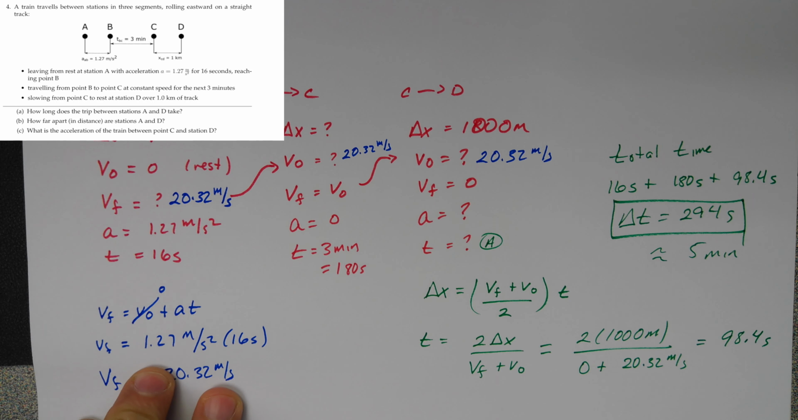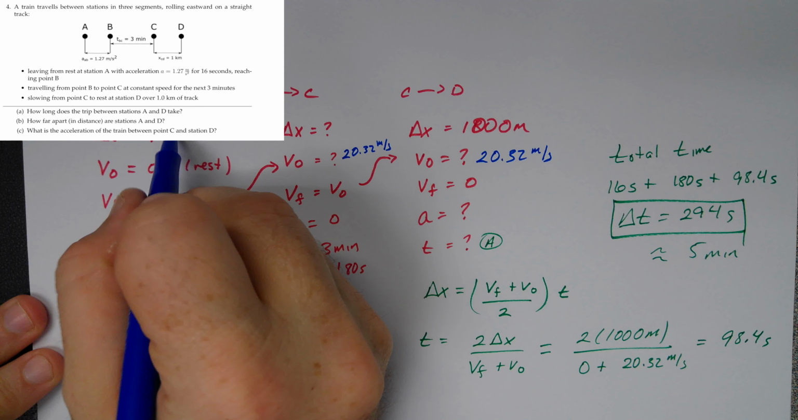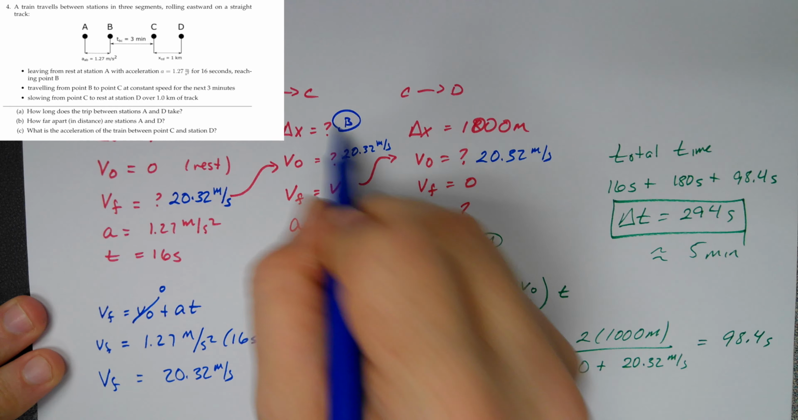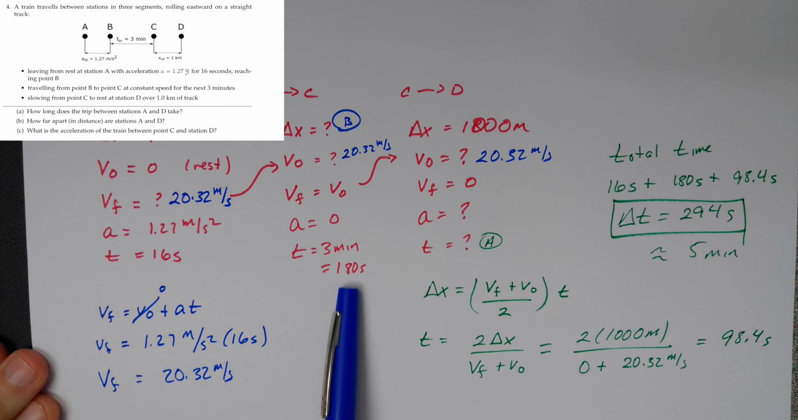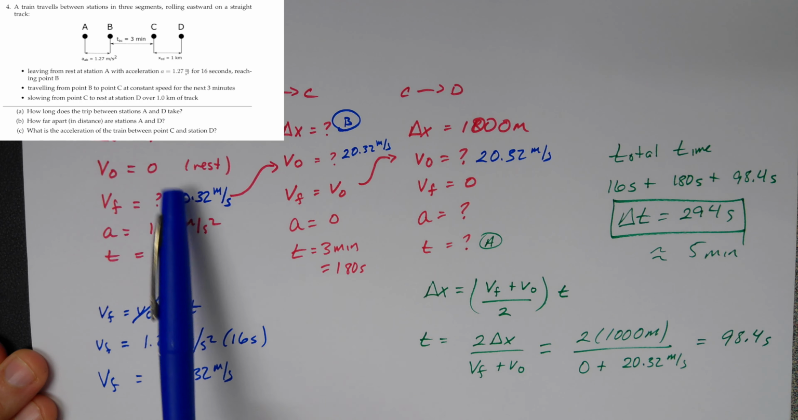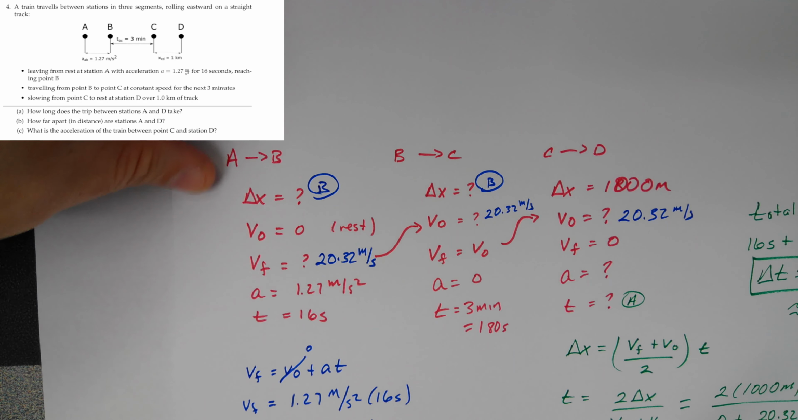Now for part B, we want to know where the stations are. And for the stations, we need to know this distance and this distance. Well, now that we have a time and a velocity, we can get this. Now that we have this information, we can get this. So that's our part B. That's what we're looking for.